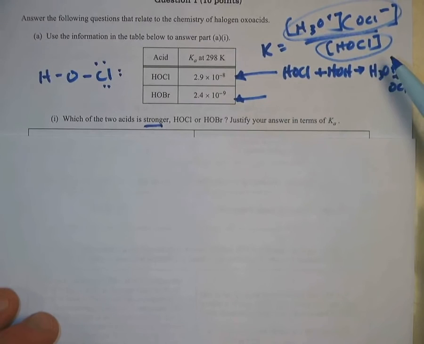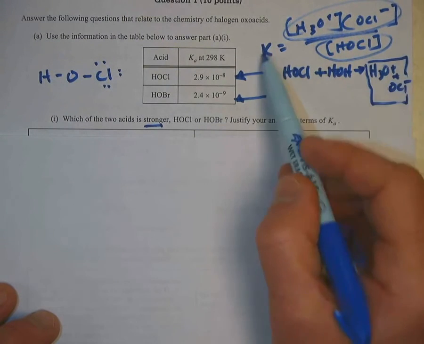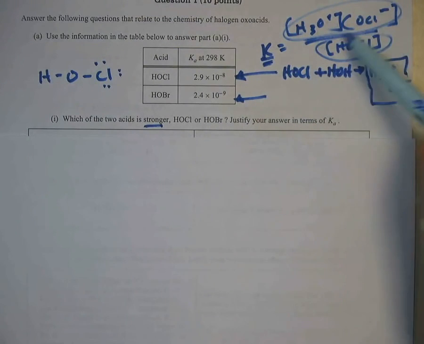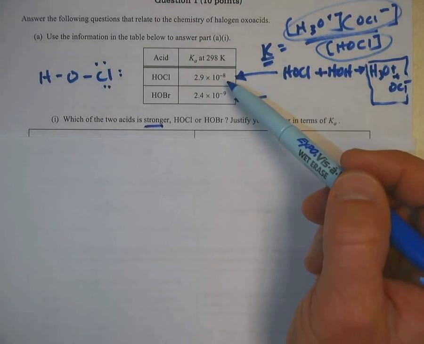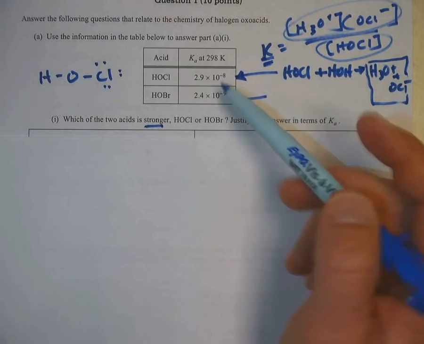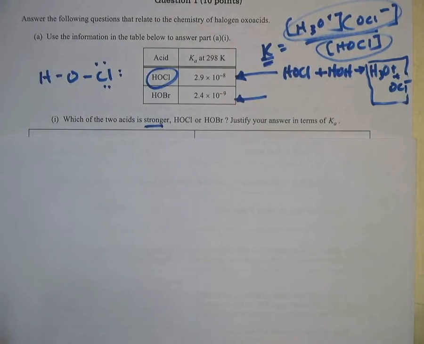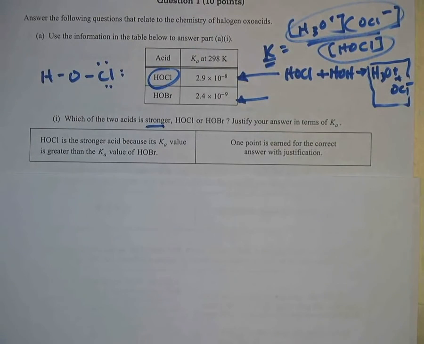What we want to know is who has the most of these ions right here. What kind of number are you going to get for K if you have a lot of these ions? You're going to get a larger number, because it's the numerator. So you want to look at the K that has a bigger number. The bigger the K, the stronger the acid. So you should pick HOCl. And justifying your answer, HOCl is a stronger acid because its Ka value is greater than the Ka of HOBr.